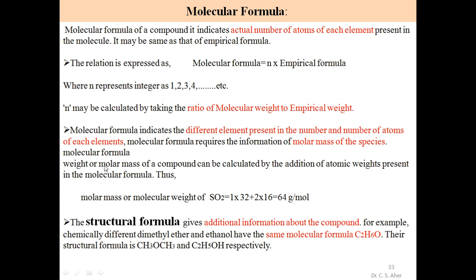The molecular weight or molar mass of a compound can be calculated by addition of the atomic weights present in the molecular formula. For example, the molar mass or molecular weight of SO2 is the addition of the atomic weights of the atoms present in the molecule. It has 1 sulfur atom and 2 oxygen atoms. So 1 into 32 is the mass of the sulfur atom. 2 into the mass of oxygen atom, which is 16, gives 32. 32 plus 32 is 64 gram per mole. So this 64 gram per mole is the molecular mass or molecular weight.